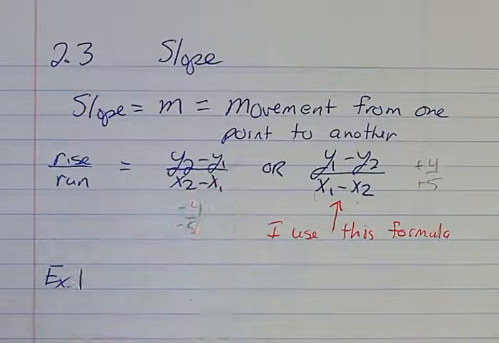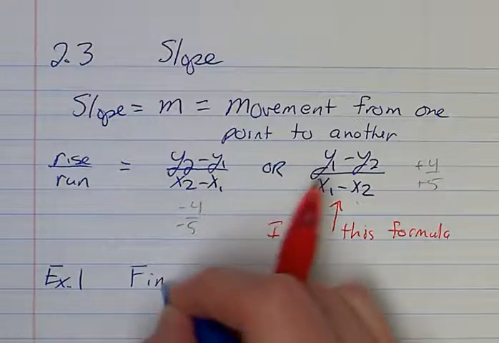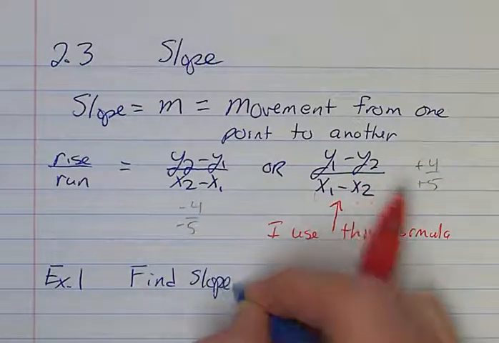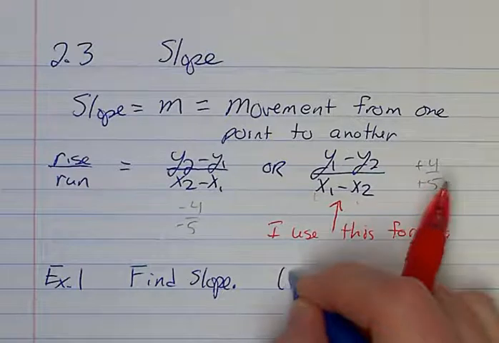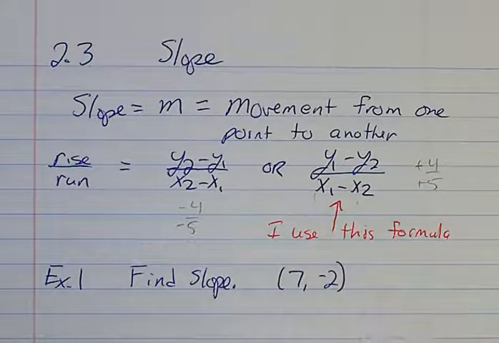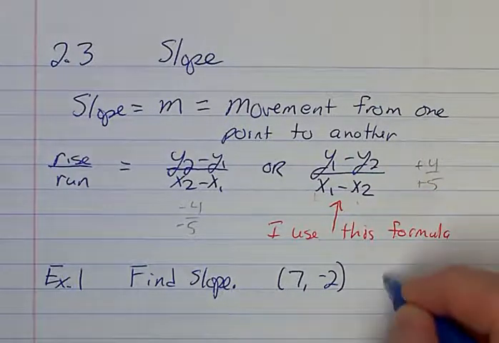So, all right, here's what we're going to do. Let's just show you some examples and just tell you, all right, find the slope. So we're going to do 7, negative 2, and then 5, 4.